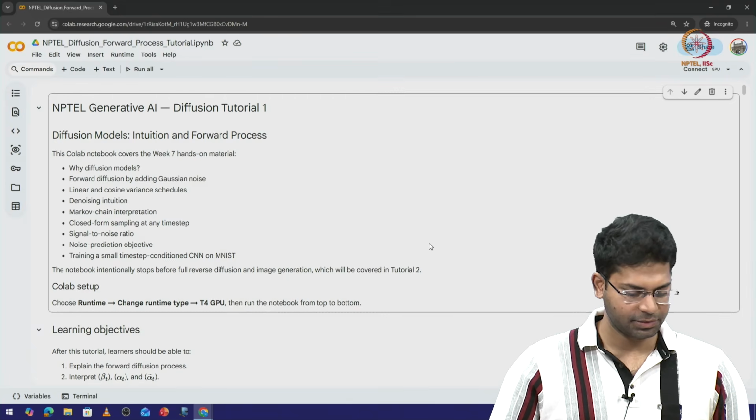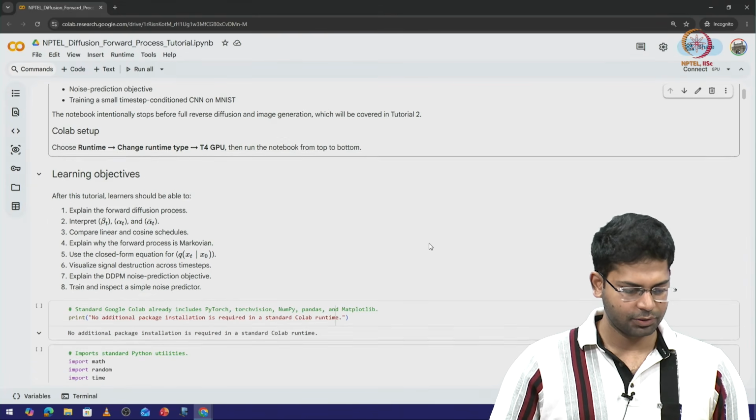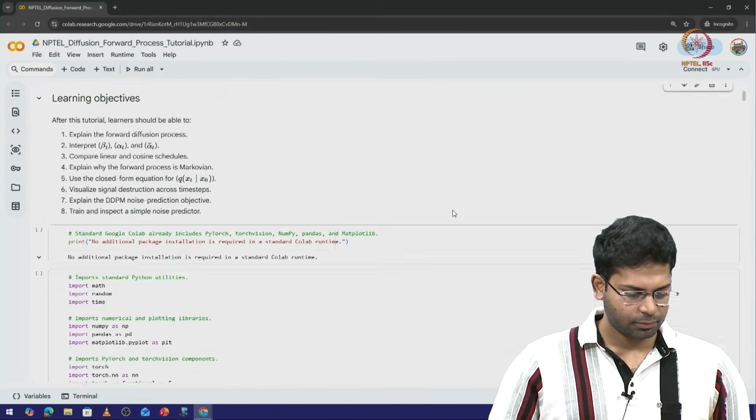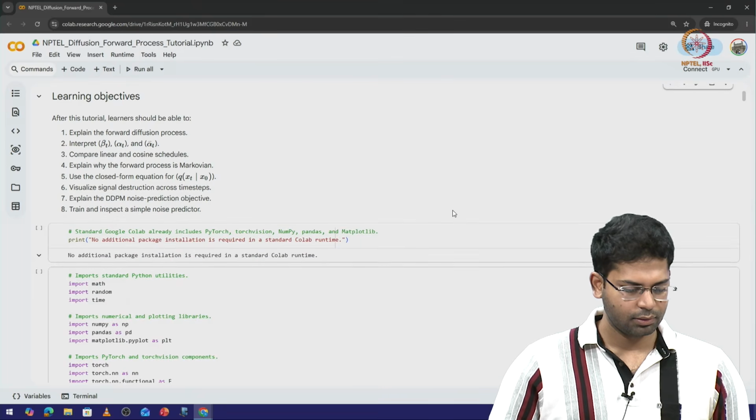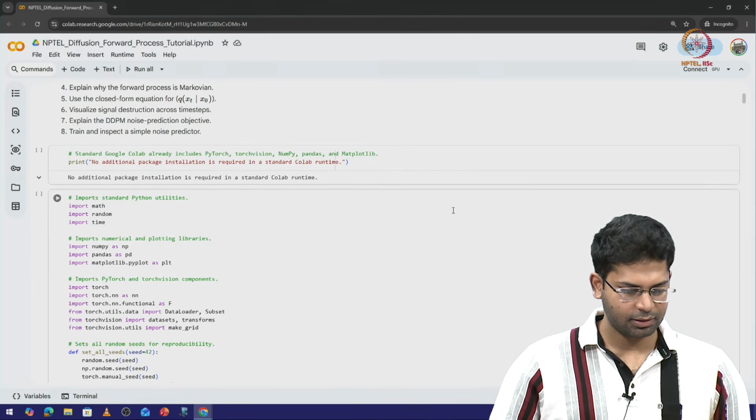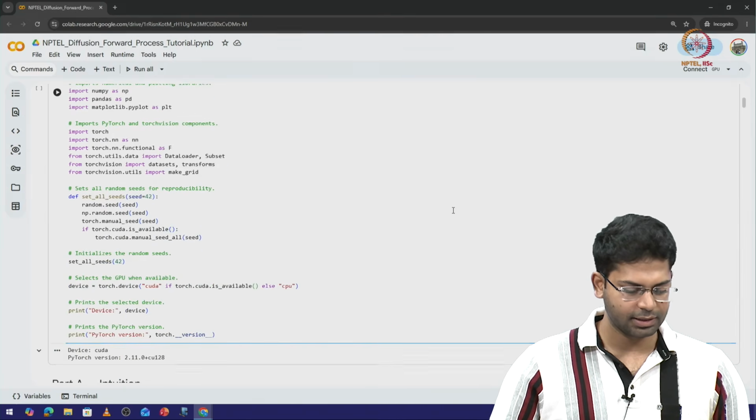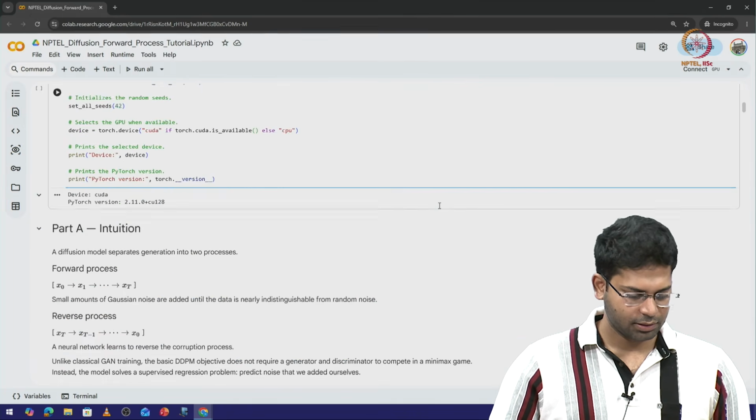Coming to the learning objective of the diffusion model. Here is a set of imports that you need to perform, and then setting the device to GPU and making torch related imports and so on.